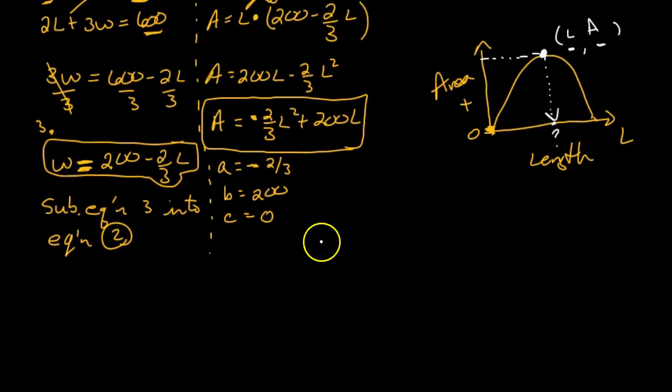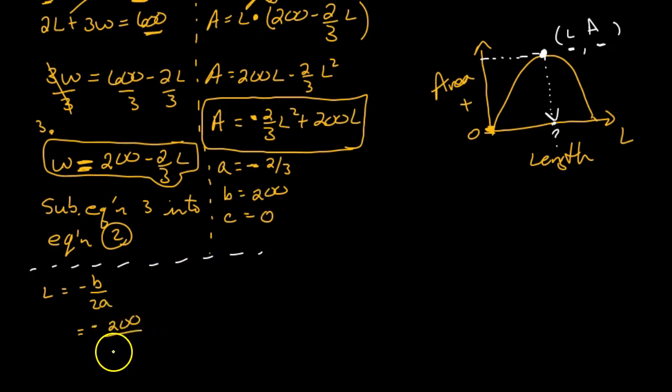So let's continue on over here. To get your axis of symmetry, to get your length, it's negative b over 2a. So negative b, negative 200, divide by 2 over 2/3. Oops, that negative is supposed to be on the inside.